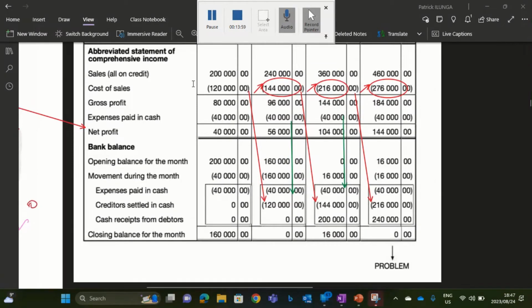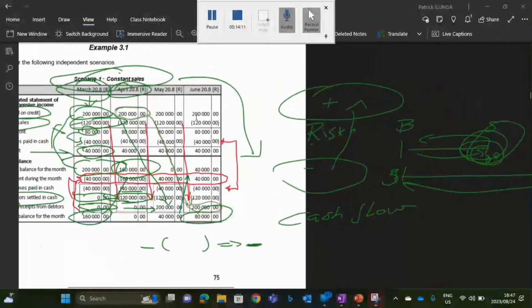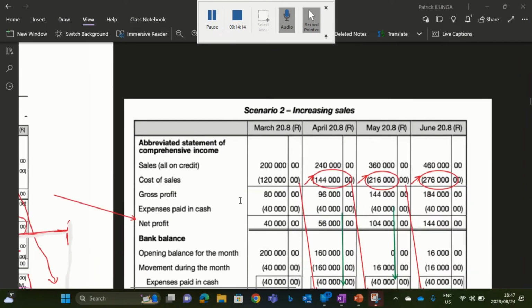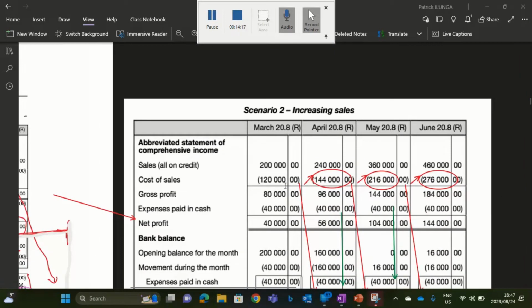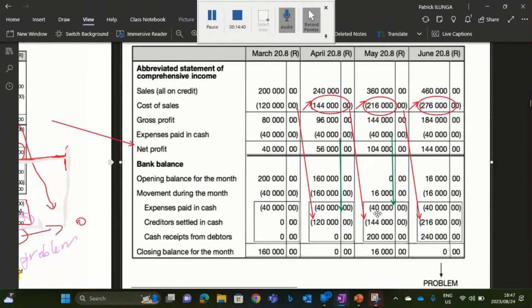You can see that even our sales increased as well because now we went for 200,000. If you remember, scenario one was constant. Let's go to scenario one. As you can see, the 200,000 was constant, but now it has increased because we increased our purchases, right? Our sales as well increase. So we can see we have an increase in sales from March to April. It has increased April to May and then May to June, which is good.